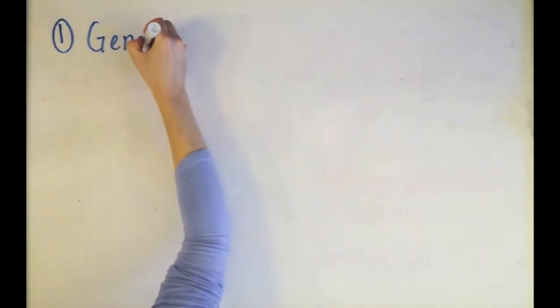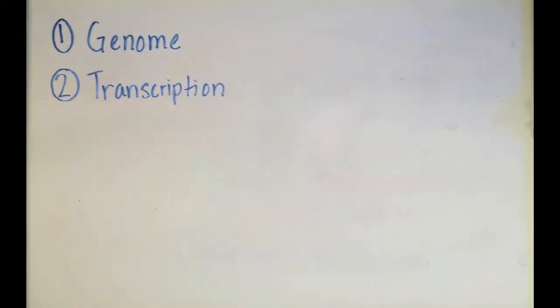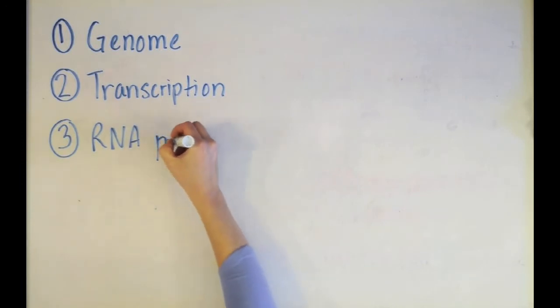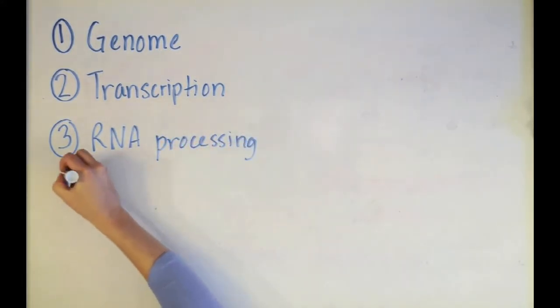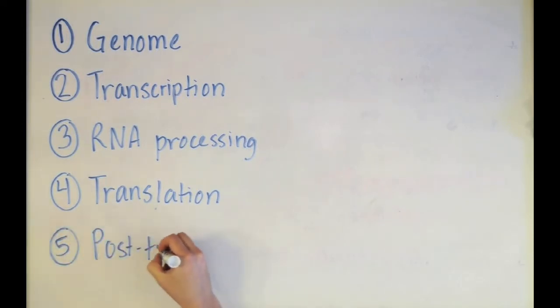Let's start by reviewing the 5 levels of gene regulation. First, there's genome level regulation, followed by transcription. Third is RNA processing and export. Then there's translation regulation, and finally, post-translational modifications.